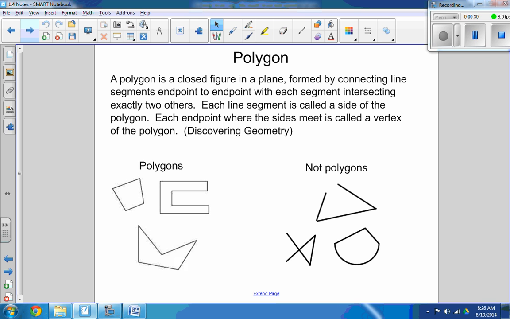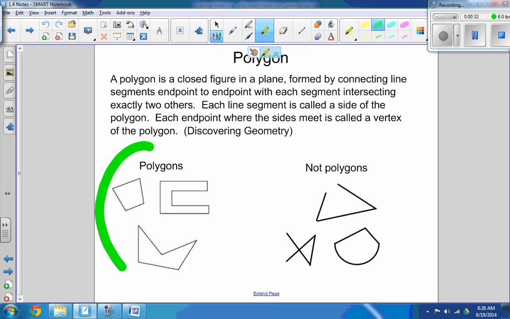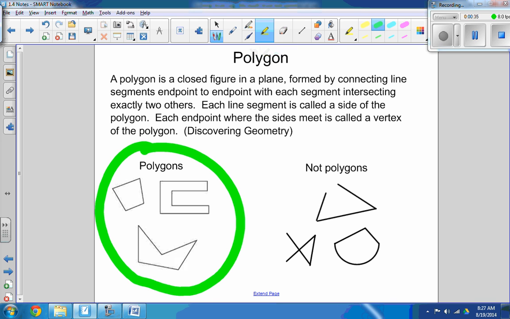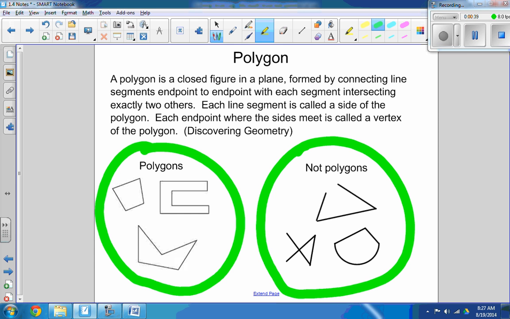So we can see here, these are all polygons. Here, you have not polygons. On the polygons, you'll notice that each segment ends intersecting exactly two others. So look, intersect, intersect, intersect, intersect. You can see they never intersect more than two other segments.